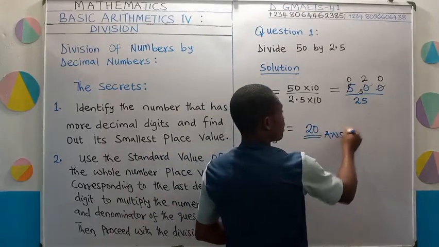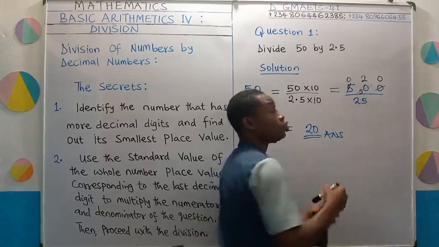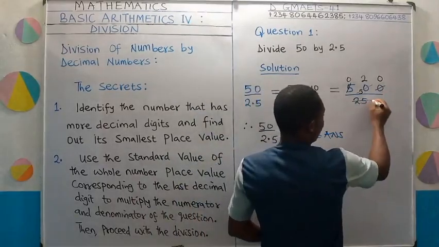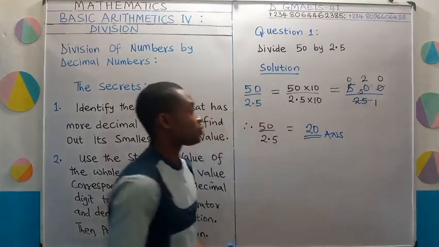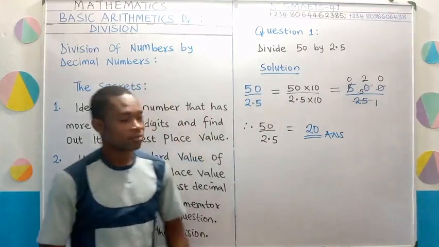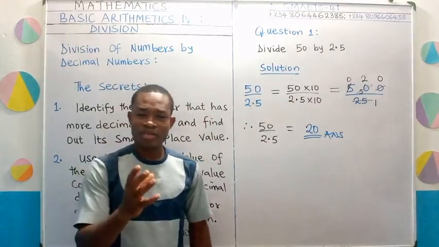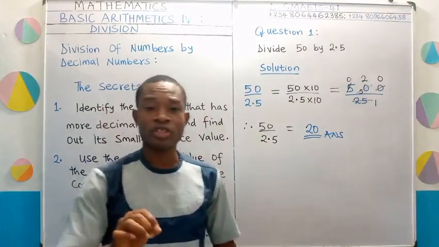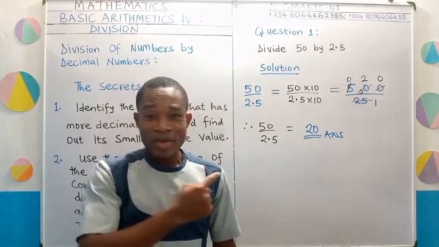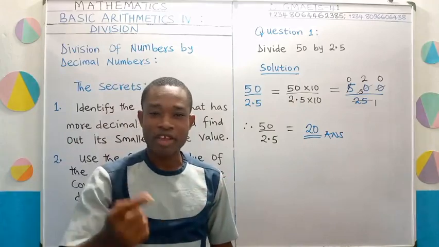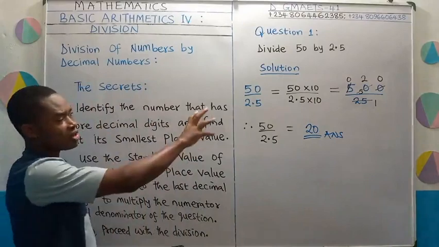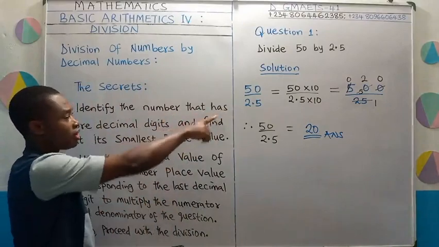Please take note, because 25 divided 500 exactly, there is no last remainder. It means I have to divide 25 by itself to get 1 as well, so that 20 divided by 1 will give us 20 as our answer. I've taken my time to explain how you do this division of any number by a decimal number. We are going to follow this pattern to solve every other question we are going to take under this part of division. So you see how I use this secret to solve this problem here.